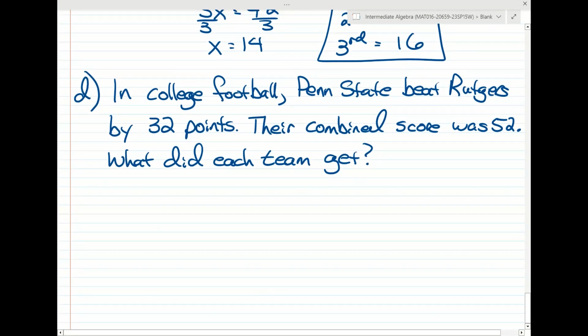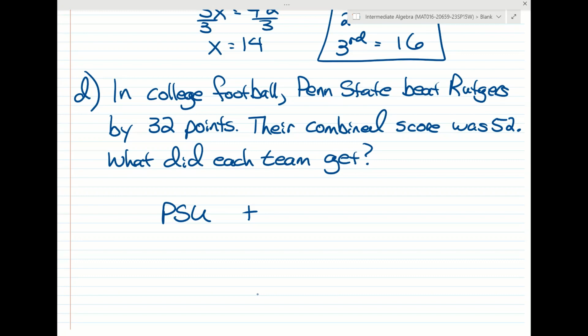Now, we don't want to just start guessing and checking, right? That's not why we use algebra. We use algebra to systematically figure out the answer. Well, theoretically, if we take Penn State's score and we add Rutgers' score, you get 52, right? Anyone want to take a shot at setting this up? We know Penn State was 32 points more than Rutgers. We don't know Rutgers. Yeah.